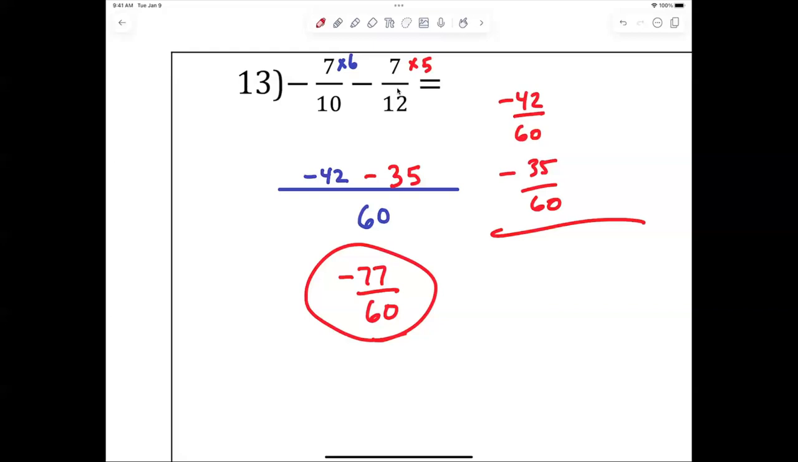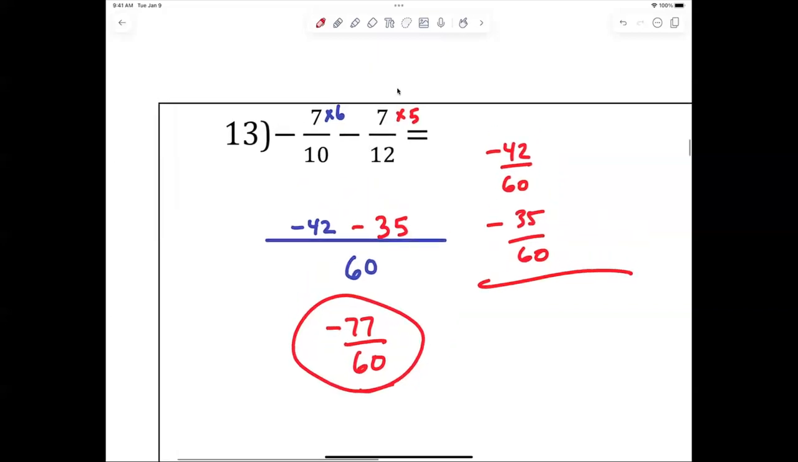So I was really off and I got 7 over 60. Well, that's because you just subtracted 42 and 35 and got 7, but they're both negative. If they're both negative, what do we do? Add them. You add them because they're both negative. That's a really great question. Does that make sense now, right?